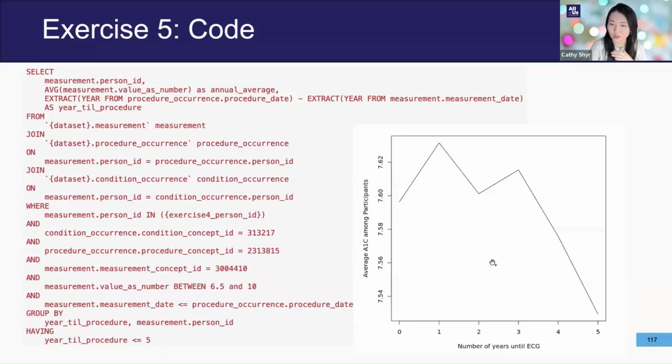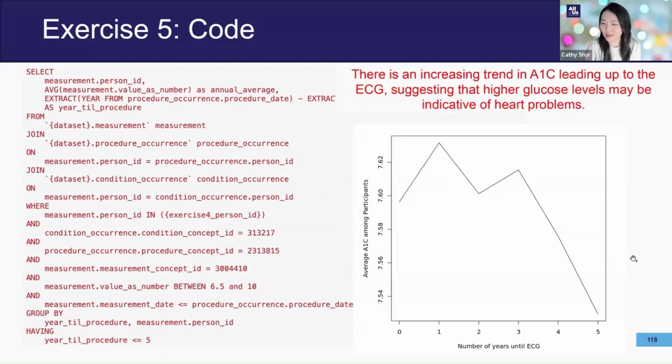Okay, so I'll take questions in just a little bit, but once we run this chunk of code, you'll see this is the final output. The takeaway is that if we look at the x-axis going from number of years until ECG, moving from 5 years before to 4 to 3 to 2 to 1, we see that there is an increasing trend in A1C values leading up to the ECG. So this suggests that higher glucose levels may be indicative of heart problems.